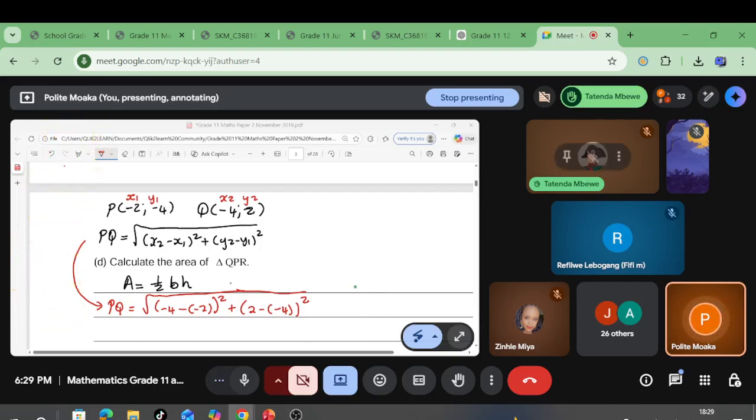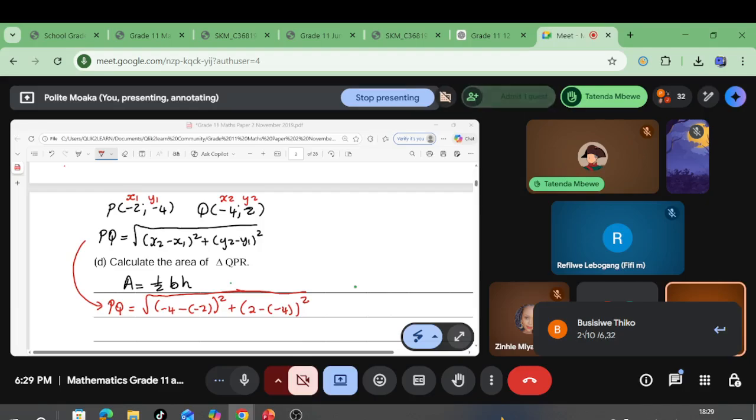What do you guys get? Let me also collect my calculator. 2 root 10. Let's see. Anyone else?